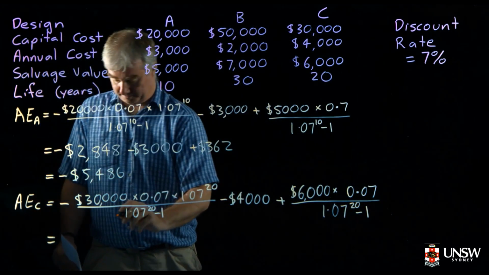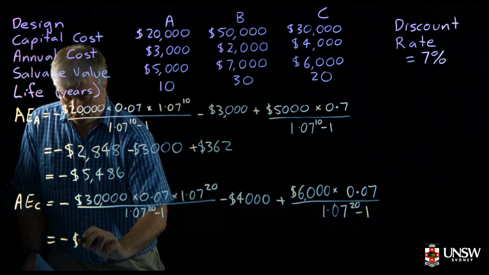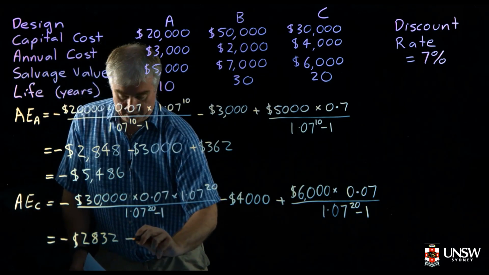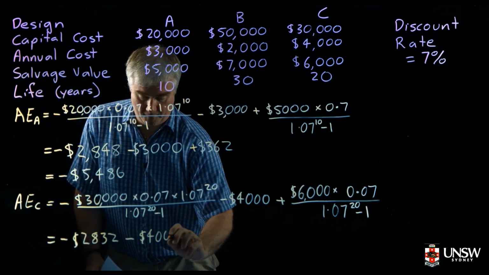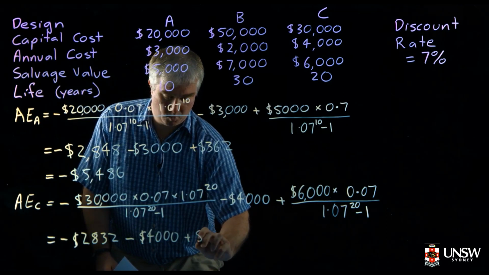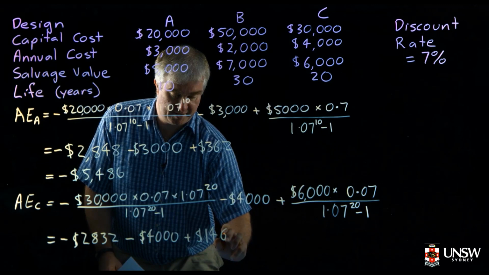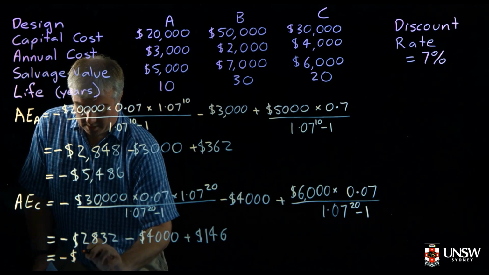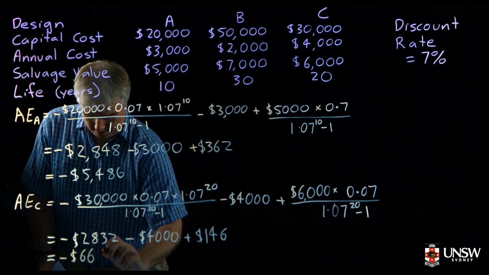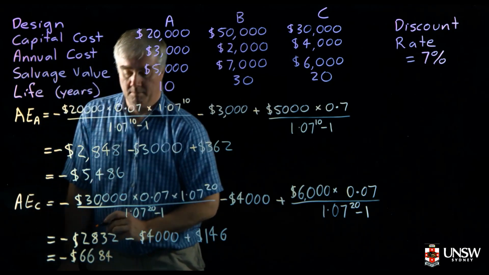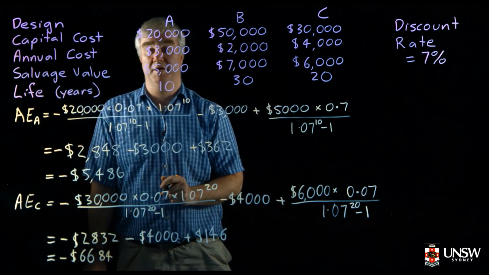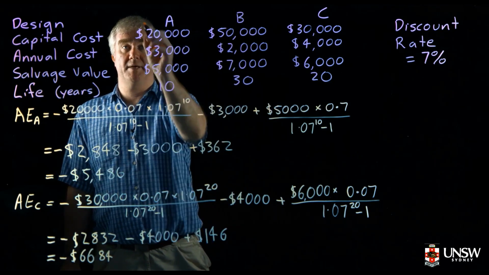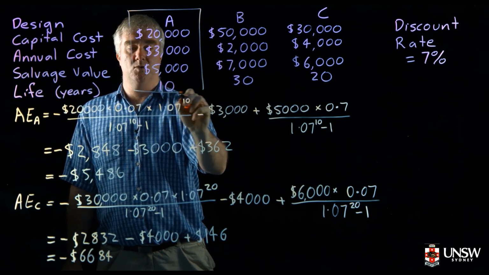So this gives us minus $2,832 minus the $4,000 plus $146 as our present value of the scrap, which gives us a grand total of minus $6,684. So wow, that's even much more expensive than project B. So we're not going to be doing this one either, and project A ends up being our preferred option. So we'll design it this way.